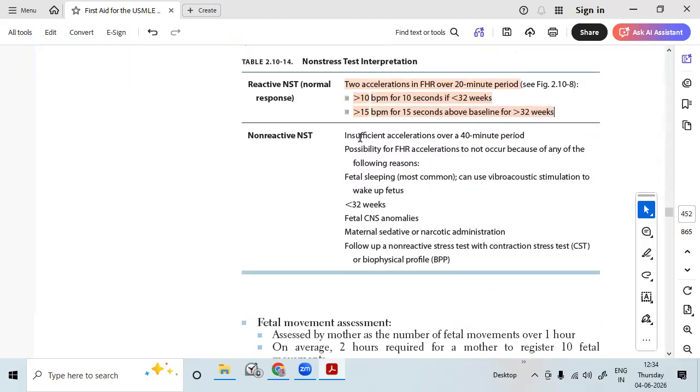Non-reactive NST, insufficient acceleration over a 40-minute period. Possibility for fetal heart rate acceleration to not occur because of any of the following reasons. Fetal sleeping, most common, can use vibroacoustic stimulation to wake up the fetus. Less than 32 weeks, fetal CNS anomalies, maternal sedatives or narcotic administration.